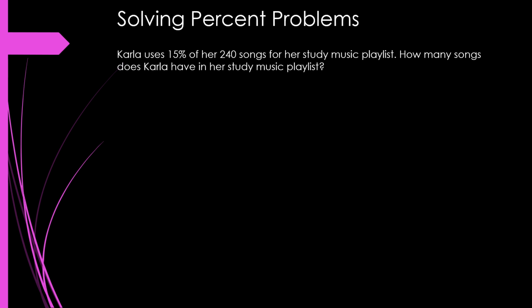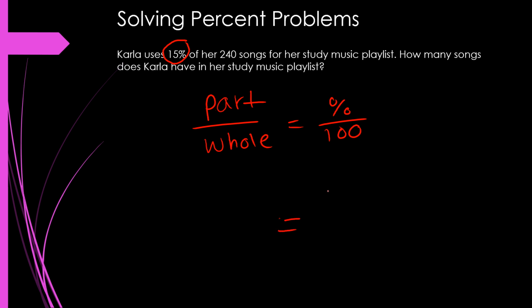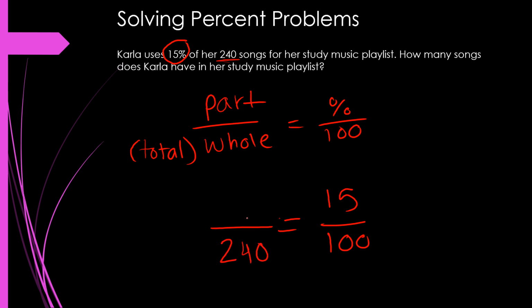Here's our first problem. Carla used 15% of her 240 songs for her study music playlist. How many songs did Carla have? Remember, we have part over whole equals your percent over 100. So 15 is my percent, so I'm going to put 15 over 100. 240 is her total number of songs. Whole is another way of saying your total. Now your whole should always be bigger than your part. So 240 is going to go on the bottom, and I don't know what my part is. My part is how many songs, so I'm going to put an X here.